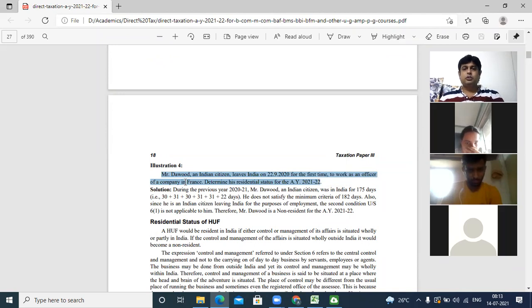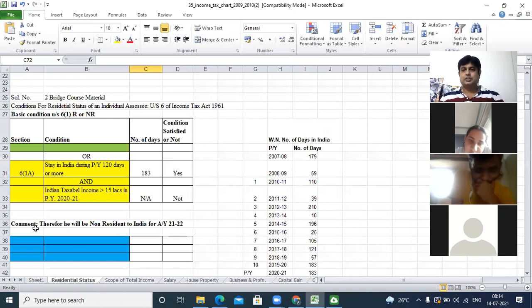So question 4 goes like this: if Daud, an Indian citizen, leaves India on 22nd September 2020 for the first time to work as an officer of a company in France, determine his residential status for assessment year 21-22. What was the date? 22nd September. If it is so, tell me whether Daud will be covered under section 6.1 or section 6.1A. Section 6.1A, yes.